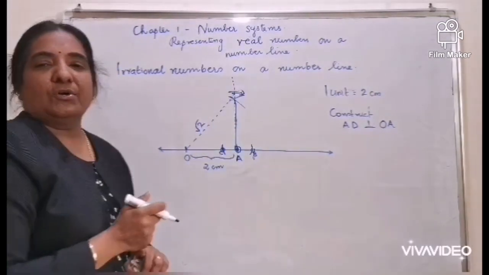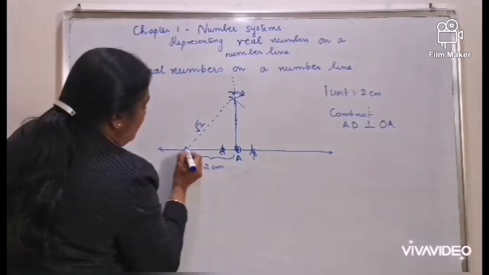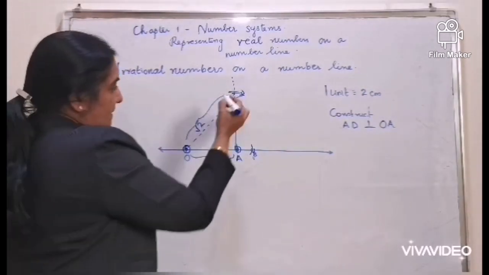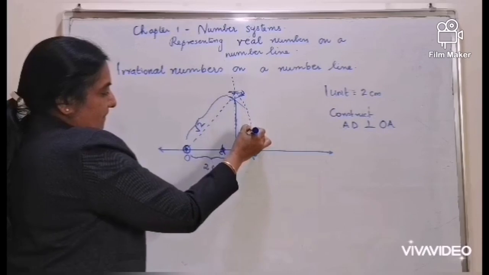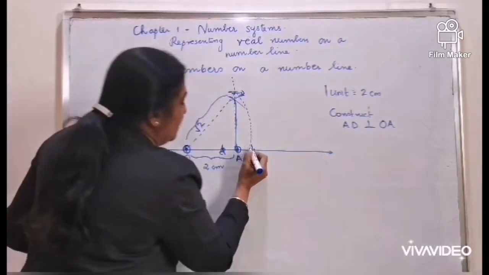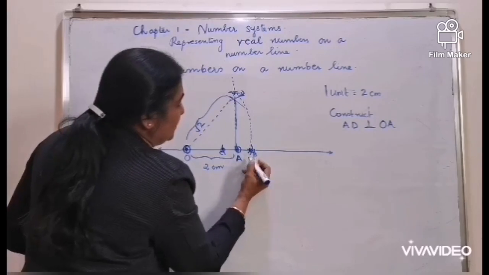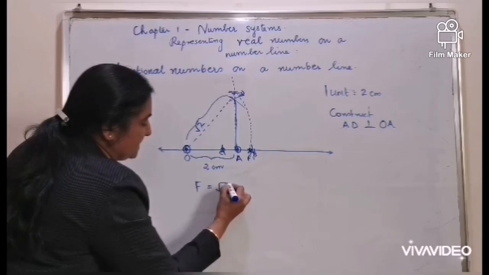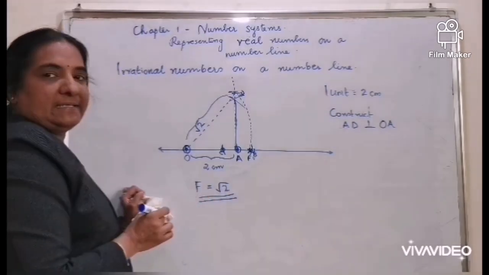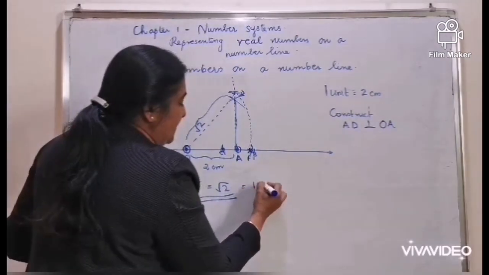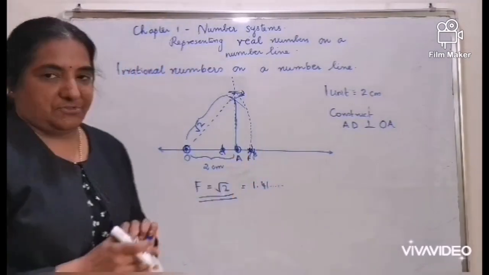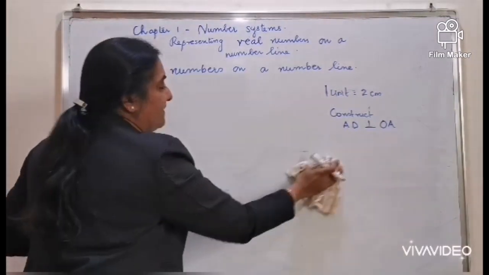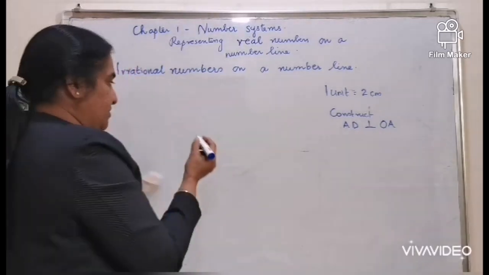How to project that length onto the number line? With O as center and radius equal to OD, cut an arc which will exactly plot onto the point F, and the point F will represent root 2. If you measure, it will be approximately 1.41 etc. To make it clear, once again I will explain the steps of construction.